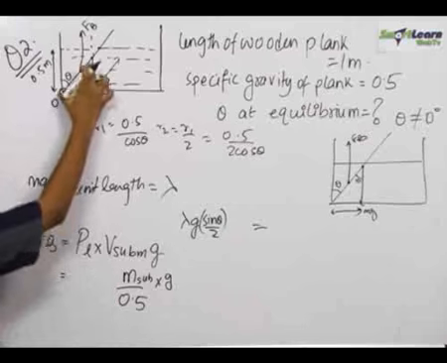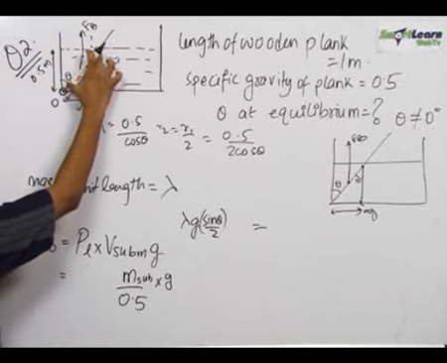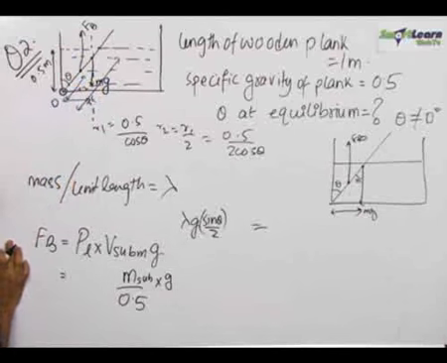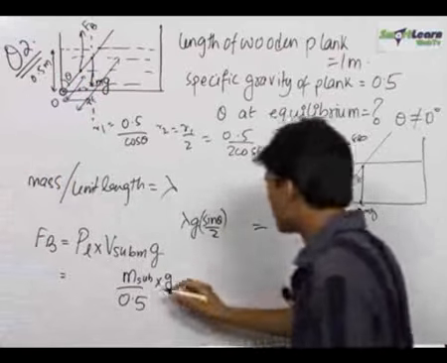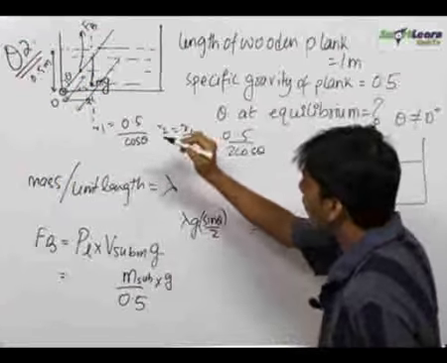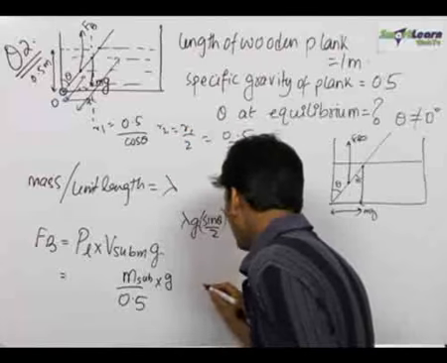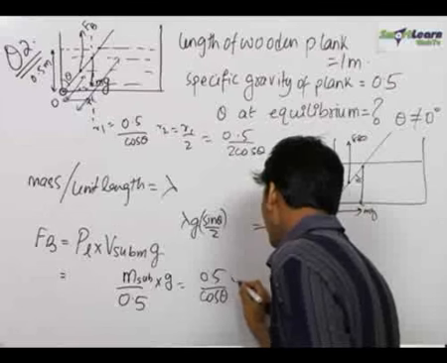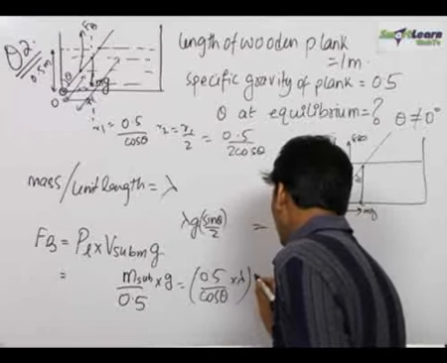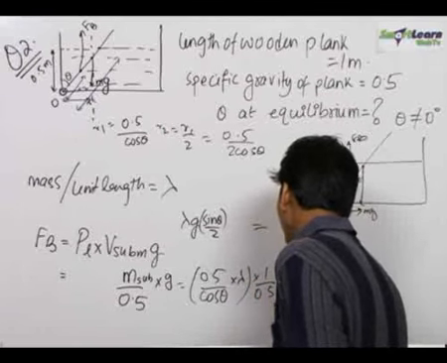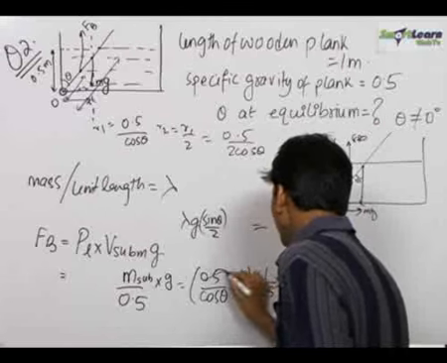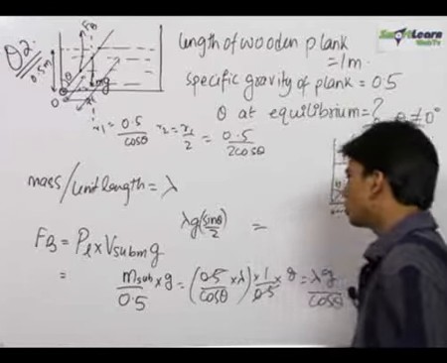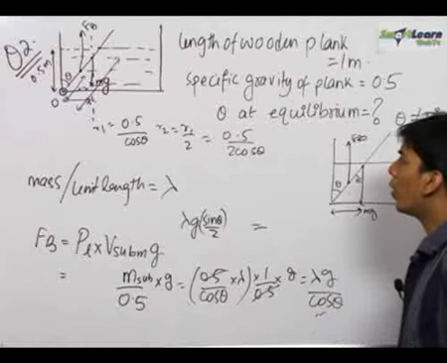The mass submerged is equal to the mass per unit length into this length, and this length is equal to 0.5 upon cos theta. Therefore, mass submerged is equal to 0.5 upon cos theta into lambda. So we write this as 0.5 upon cos theta into lambda into 1 upon 0.5 into g, that is equal to lambda g upon cos theta. So this is the magnitude of the buoyant force.